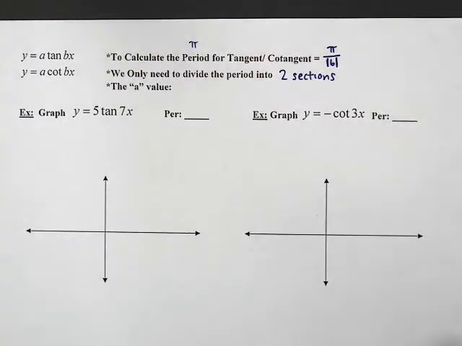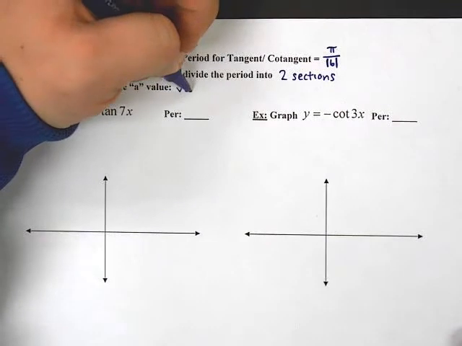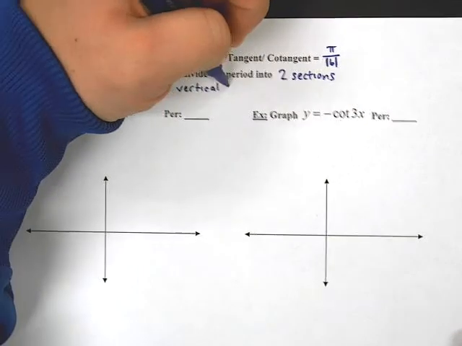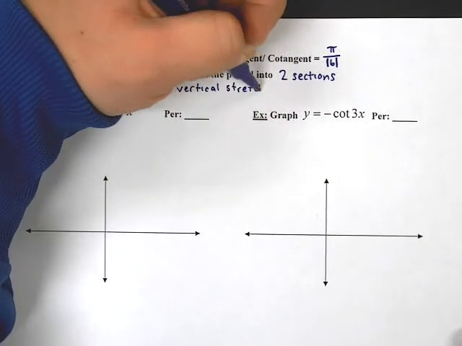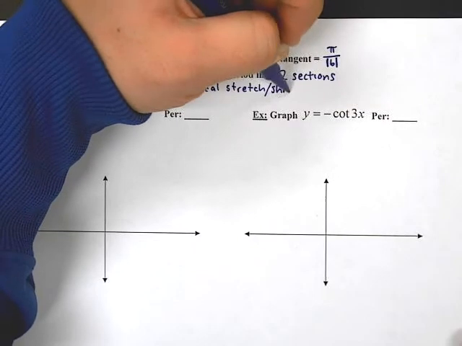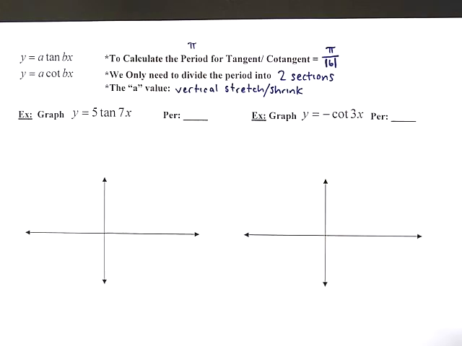The a value is a little different here, okay? Well, I guess not really. The a value we don't call the amplitude for tangent cotangent. We just call it the vertical stretch shrink. And I will show you what we do for that in a bit. All right? Okay, so let's jump into it.